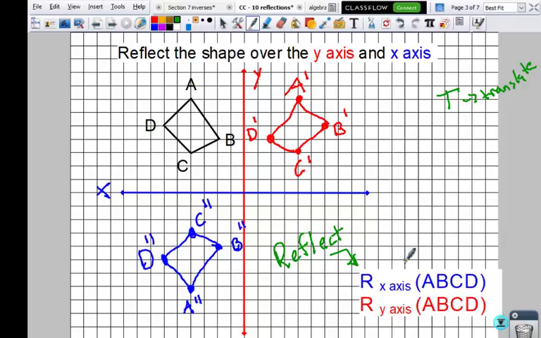So reflect, and this next thing is our line of reflection. My line of reflection on the first one here is the x-axis, which is this blue shape, and this other one was my y-axis.